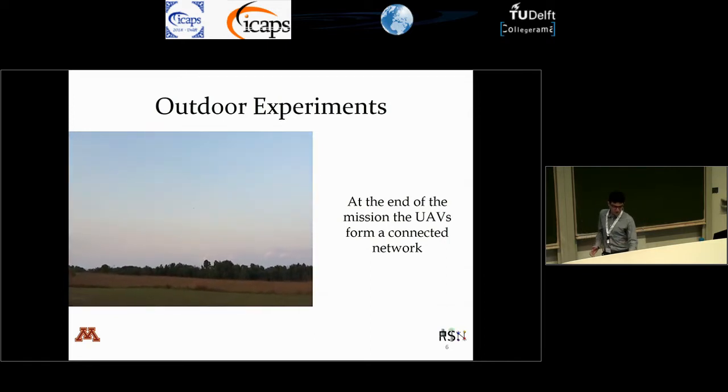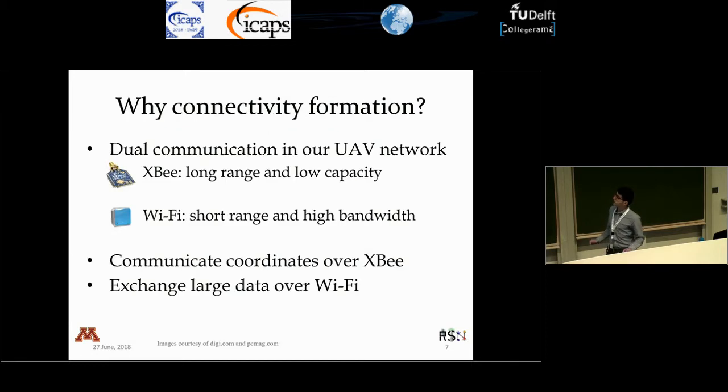So in this UAV network, each robot has two modes of communication, the ZigBee and Wi-Fi networks. The ZigBee has a long range but a low capacity, while the Wi-Fi has a shorter range but a higher capacity. So this means the robots can use the ZigBee network to communicate their coordinates over long distances, while to exchange larger data, for example, photos or videos, they need to form a connected Wi-Fi network.